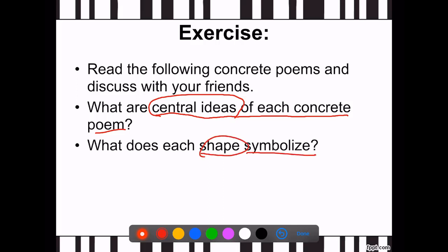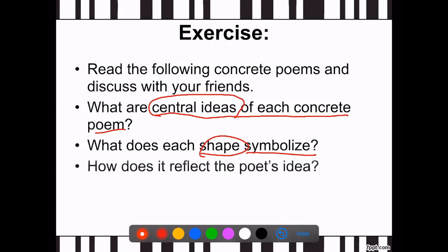Now, this word again, see, symbol, symbolize. What else? How does it reflect the poet's idea? So if you just want to write a poem about water and then you make it into a droplet shape, drop of water shape, then that's it. But if you want to make people more aware, you want people to save water so that our children will have plenty of water to use, then you have to make it into a shape that symbolizes the importance of water.